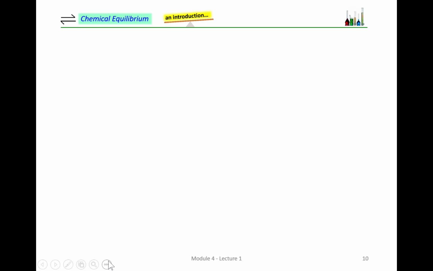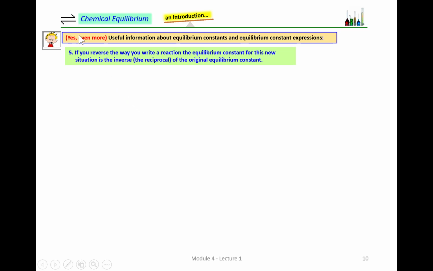Okay, yep, there's even more useful information about equilibrium constants and equilibrium constant expressions. If you reverse the way you write a reaction, the equilibrium constant for this new situation is the inverse, meaning the reciprocal of the original equilibrium constant. So from the previous slide, remember we said that CO and Cl2 come to equilibrium with CoCl2, and that equilibrium strongly favors the product side.